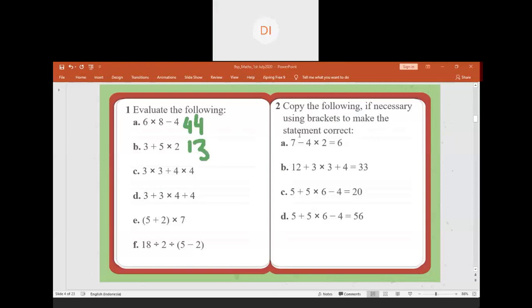28. Are you sure? 25. Yeah, it's 25. Yeah, teacher, 25. Okay. For the E, how many will it be? 25. Oh, D, now D. Is it 19, teacher? 19.